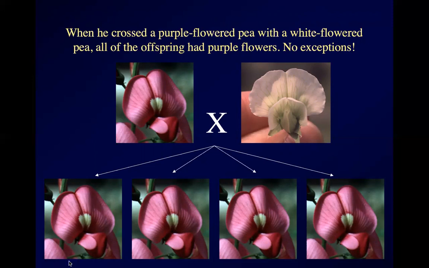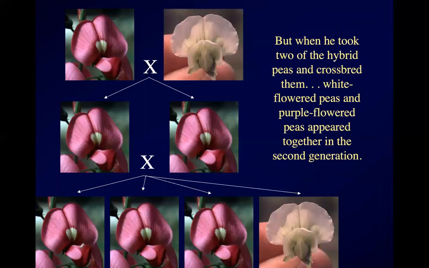Okay, that might not seem like that big a deal, but when he took two of the peas that he'd produced by that first cross, two of the peas that were hybrids, remember that hybrid, before it came to mean a car that uses both a gas engine and a battery, hybrid means a crossbreeding. Hybrid means what you get when you take two different varieties of some species and you make them have babies.